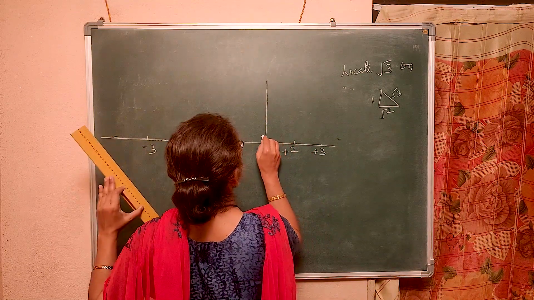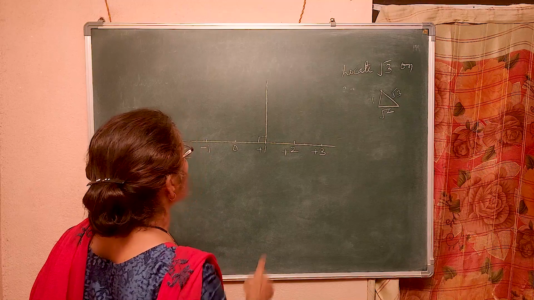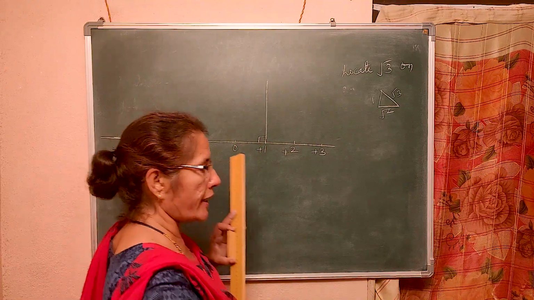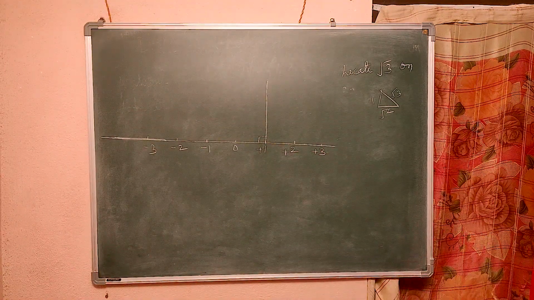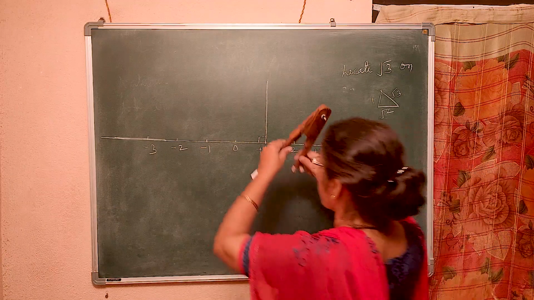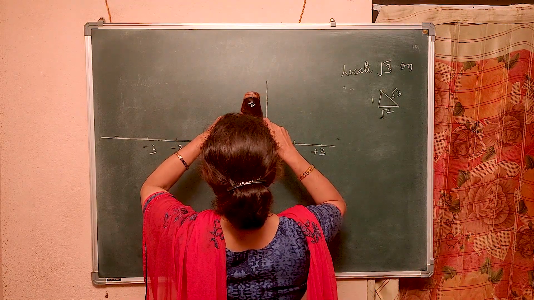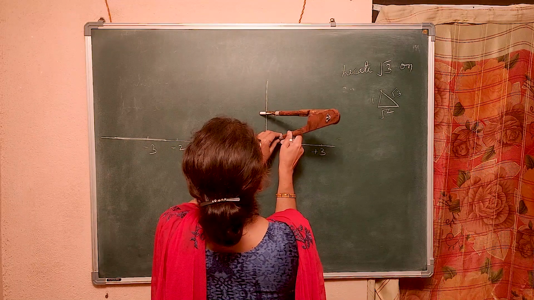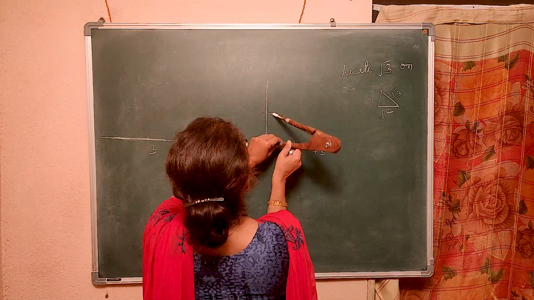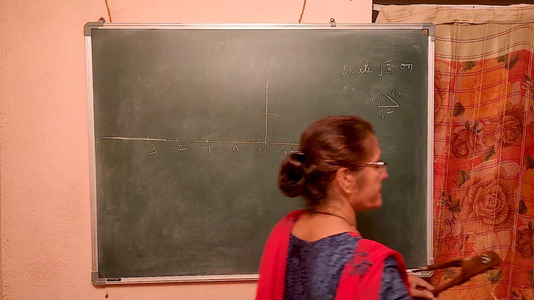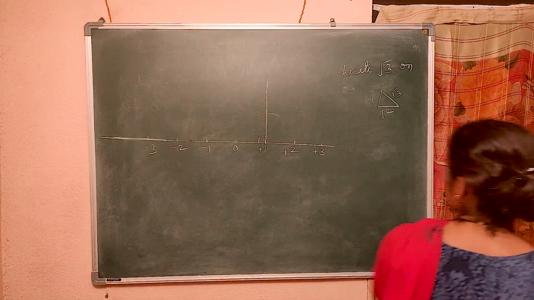So this is 90 degree, you mark it is 90 degree. 0 to 1, take your compass and mark the same thing. 0 to 1, mark on this side, right? Join this to 0.